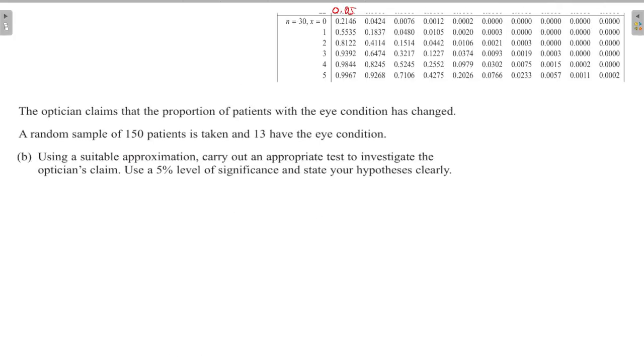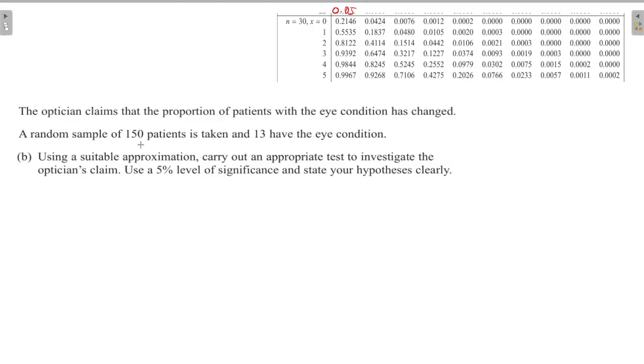Part B. The optician claims that the proportion of patients with the eye condition has changed. A random sample of 150 patients is taken, 13 have the eye condition. Using a suitable approximation, carry out an approximate test to investigate the optician's claim. Use a 5% level of significance.